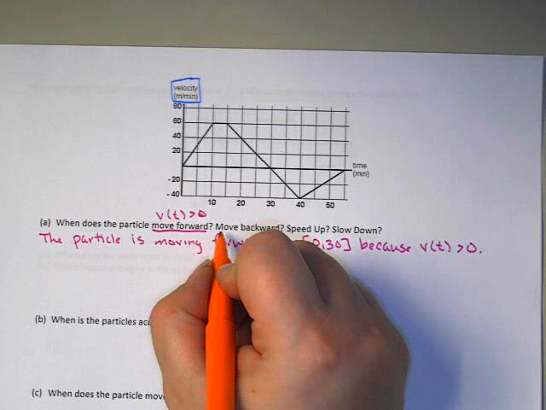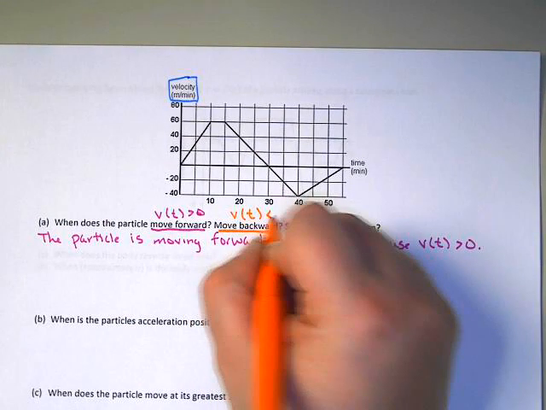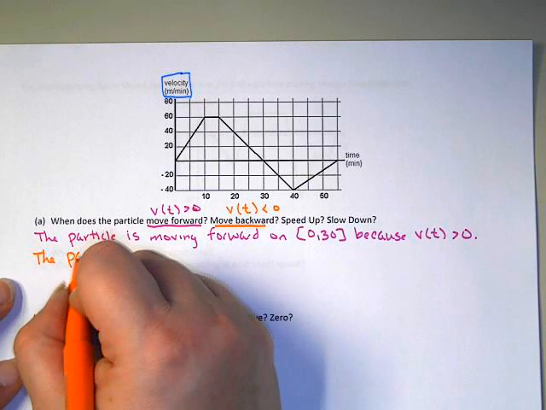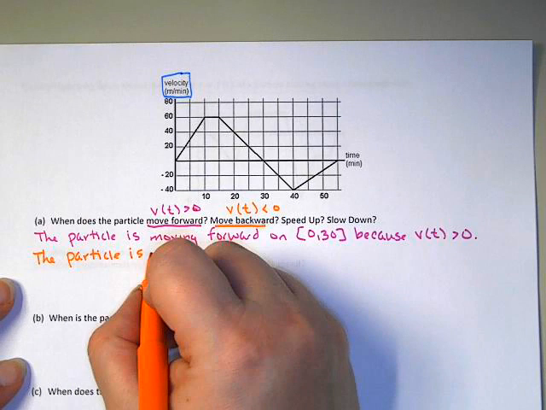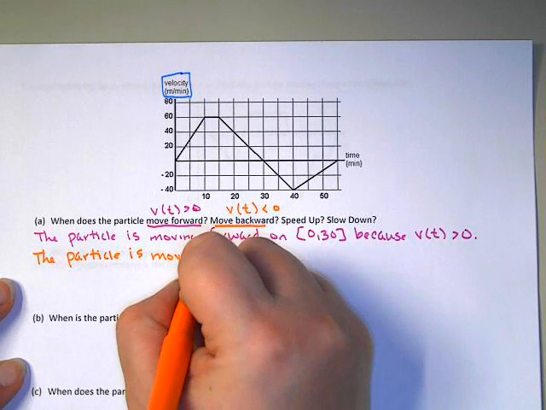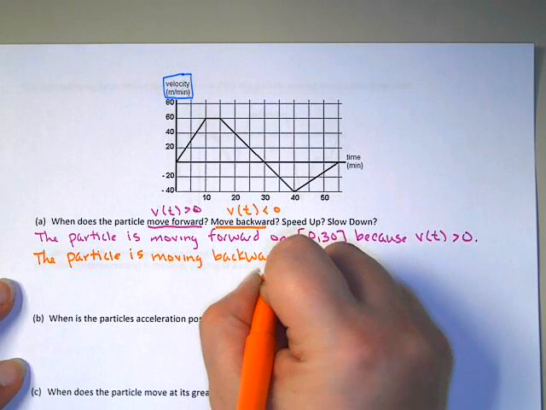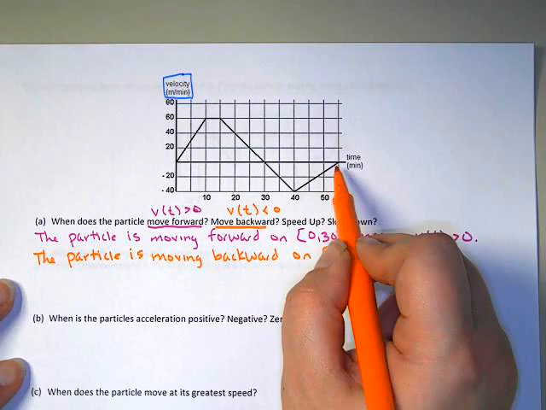Then if we're looking for where it's moving backwards, we should be able to tell that that means the velocity is negative. So the particle is moving backward on the interval from, let's see, 30 to 55.